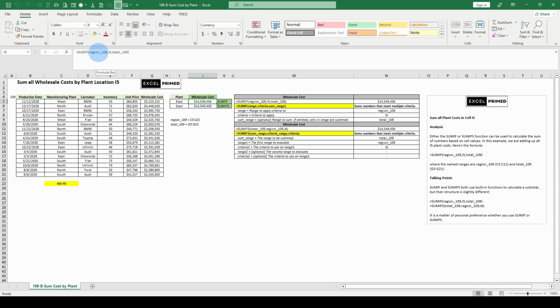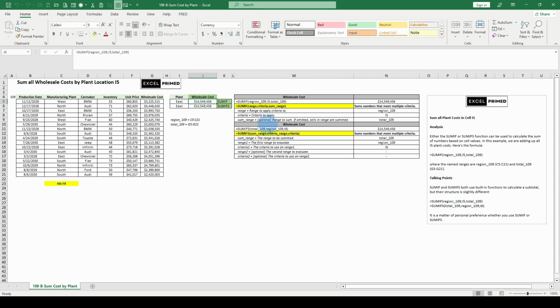SUMIF. What's so special about SUMIF? It's a single criteria. Region is C5 to C21. I want to keep this as simple as possible, so we're just narrowing on plants. Total, right here, total cost. Wholesale cost, I could have put wholesale cost, but G5 to G21. That's it. We've gone over this repeatedly. The criteria is what? I5, east. We're going to add up everything in the east.